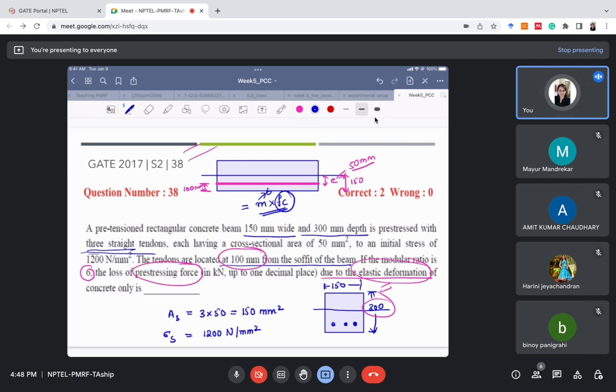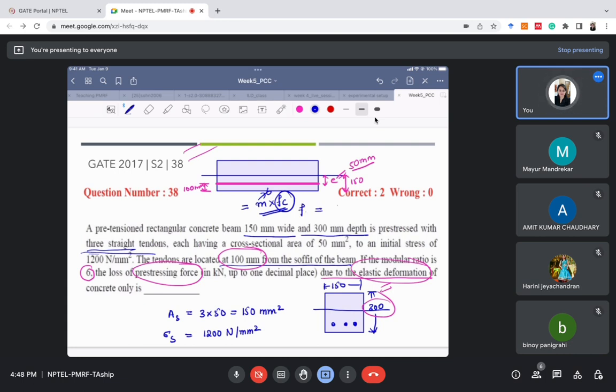One more thing you should check is, for finding out fc, what are all the forces which are given. Pre-stressing force is obviously there. Is there any dead load given, or the weight of this beam, or some other UDL? If there is no such UDL or dead load, then you can simply use the formula P by A plus P into e.